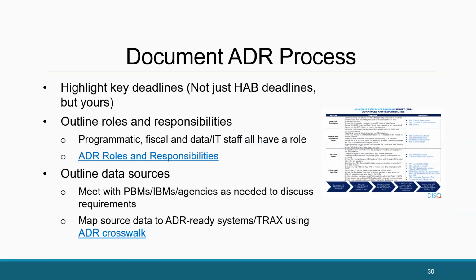All right, so you also want to highlight key program deadlines. HAB lists the federal deadlines. Those are the ones in the timeline that Imogene highlighted, but it doesn't list anywhere when you're going to start working on the ADR. When will you request data from your pharmacy benefit manager or PBM, your insurance benefit manager, HIV surveillance, any place you get data from? When will the teams working on the ADR meet? When will you review data? So none of those are in the national timeline. You have to establish those yourself.